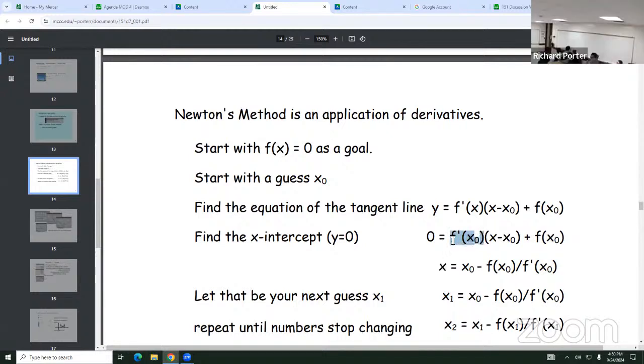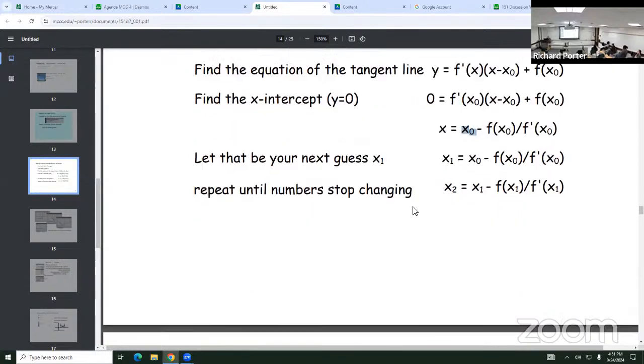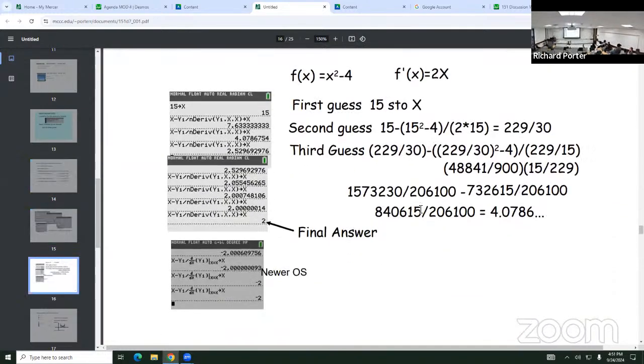Okay, so this is the derivative at x0. This is the function at x0, and this is x minus x0. This is the equation of a line, but all I'm doing is solving for x. When I do that, I rearrange stuff, and I have x0 minus f of x0 divided by f prime of x0. Okay, so that's the process. Now that's the formula for Newton's method.